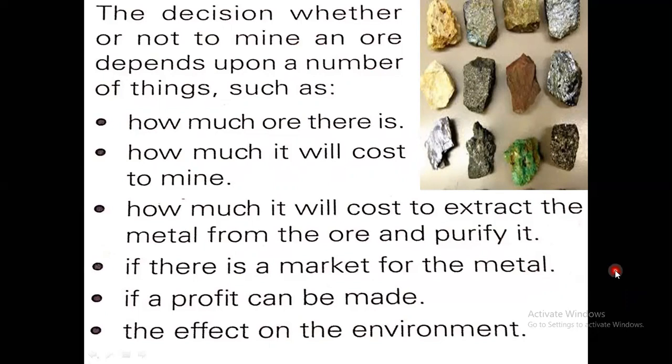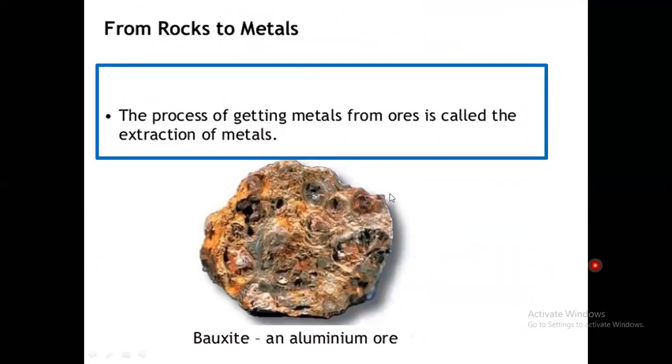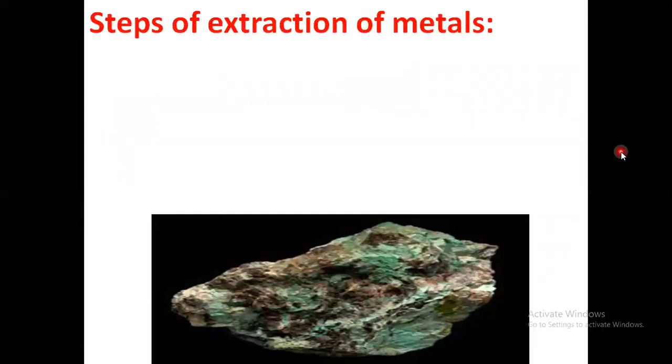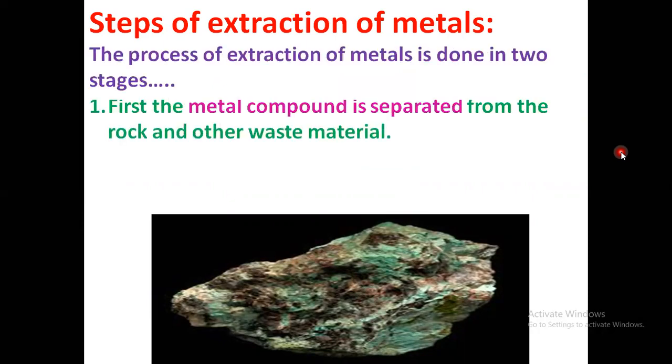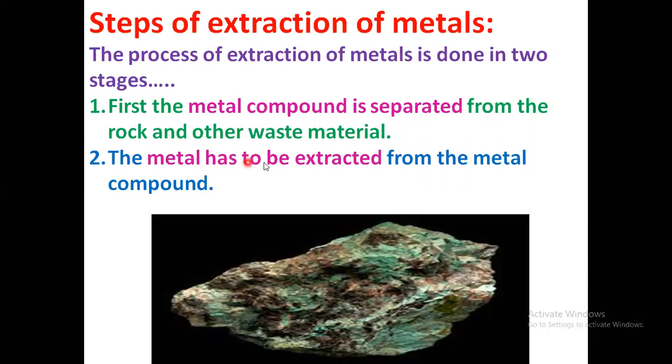Okay, let's move towards the next slide. The process of getting metals from ores is called extraction of metals, right? When we extract metals from the ores, this process is called extraction of metals. And this process is done in two steps. Mainly two steps are involved in extraction of metals. In the first step, the metal compound is separated from the rock, the waste material. In the second step, the metal has to be extracted from the metal compound. Clear?